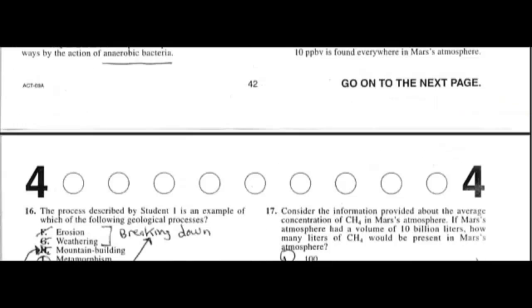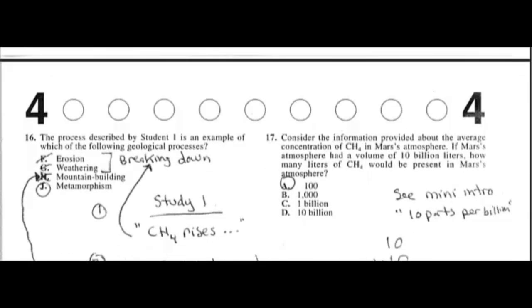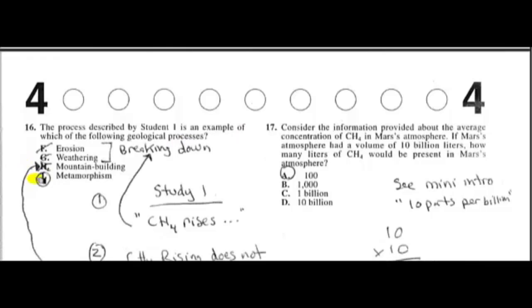CH4 is generated by a process, it's circulated through to produce. Doesn't say anything about building any mountains here. It looks like we're just changing something, one thing into another. Alteration is another word for metamorphosis. So right away, the correct answer on this one for 16 is answer choice J.